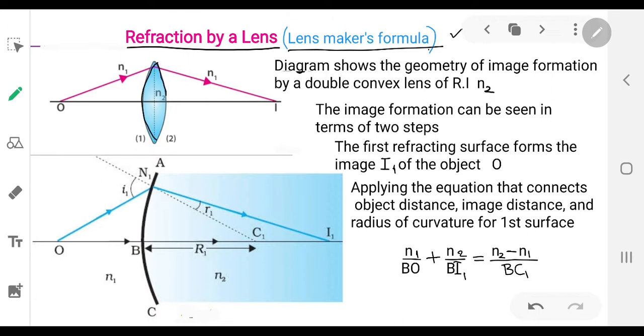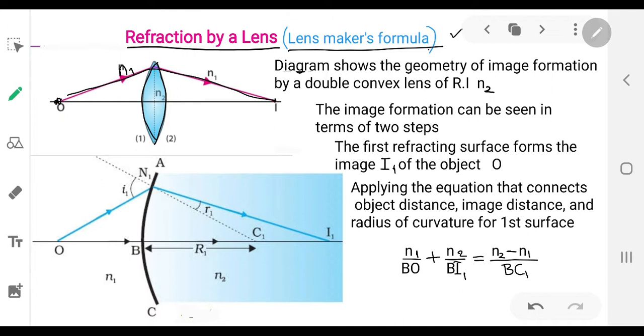Now, let us consider a lens of refractive index N2. It is kept in a rarer medium of refractive index N1. Let O be the point object on the principal axis kept in the rarer medium, and after refraction through the lens, finally the image I is going to be formed in the rarer medium.